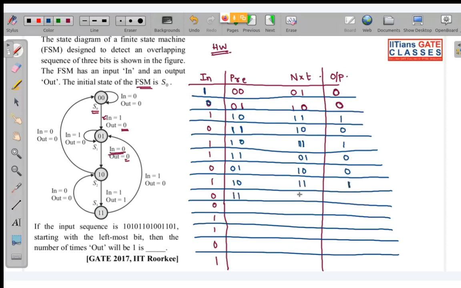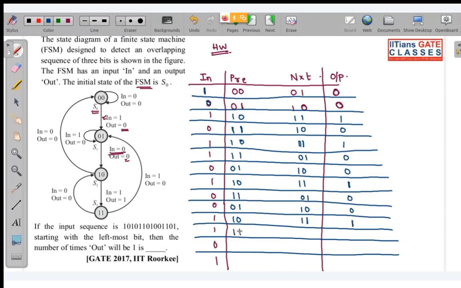So this is again 1, 1. If input is 1, we go to 0, 1. Okay. So 0, 1. Input is 0. So we go to 1, 0. Output is 0. So again 1, 0. We go to 1, 1. Now this time I am getting some more ones. What is happening here? So 1, 0 input is 1. Where am I messing it up?